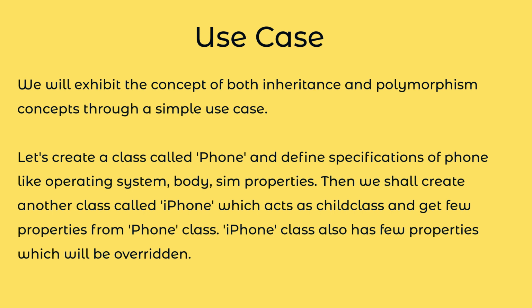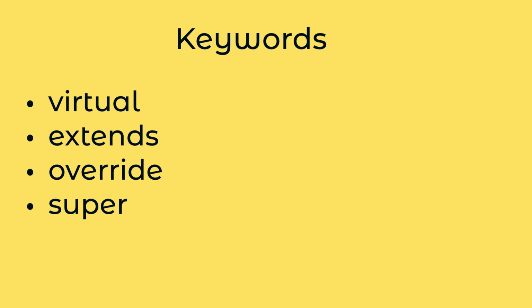Let us create a class called phone and define specifications of phone like operating system, body, SIM properties. Then we shall create another class called iPhone, which acts as child class and gets a few properties from the phone class. The iPhone class also has a few properties which will be overridden. Before we proceed, let us understand a few keywords that are important in creating inheritance.